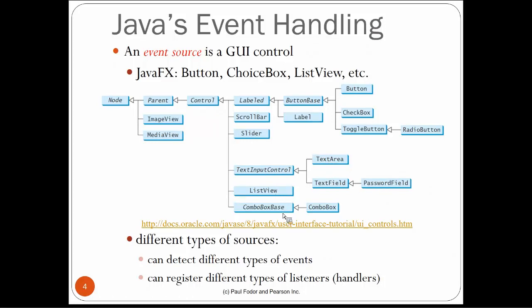Different types of sources can detect different types of events. For instance, a panel or an image view can detect mouse clicks. A labeled, which could be a button, could detect keystrokes.